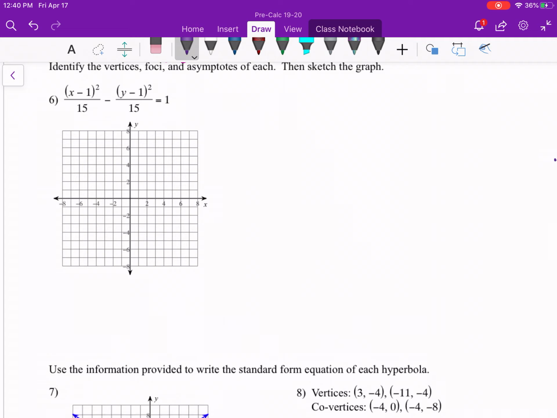So the general equation for my hyperbolas, you've got the same thing, x minus h squared, except now it's separated by a minus. Minus y minus k squared equal to 1 with a squared over b squared.